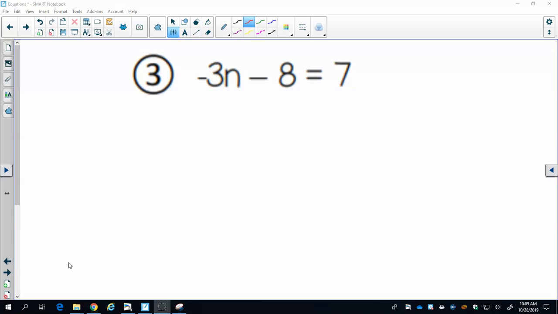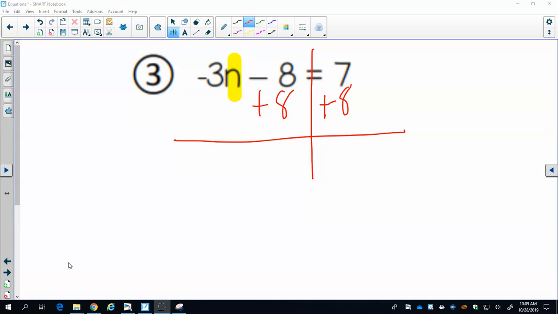So now we have negative 3n minus 8 equals 7. We're going to put our line down the center. We're trying to isolate our n value. So I have negative 8, or minus 8. So I get rid of that by adding 8 to both sides. This is going to cancel out. I'm going to bring down my negative 3n. 7 plus 8 is what? 15.